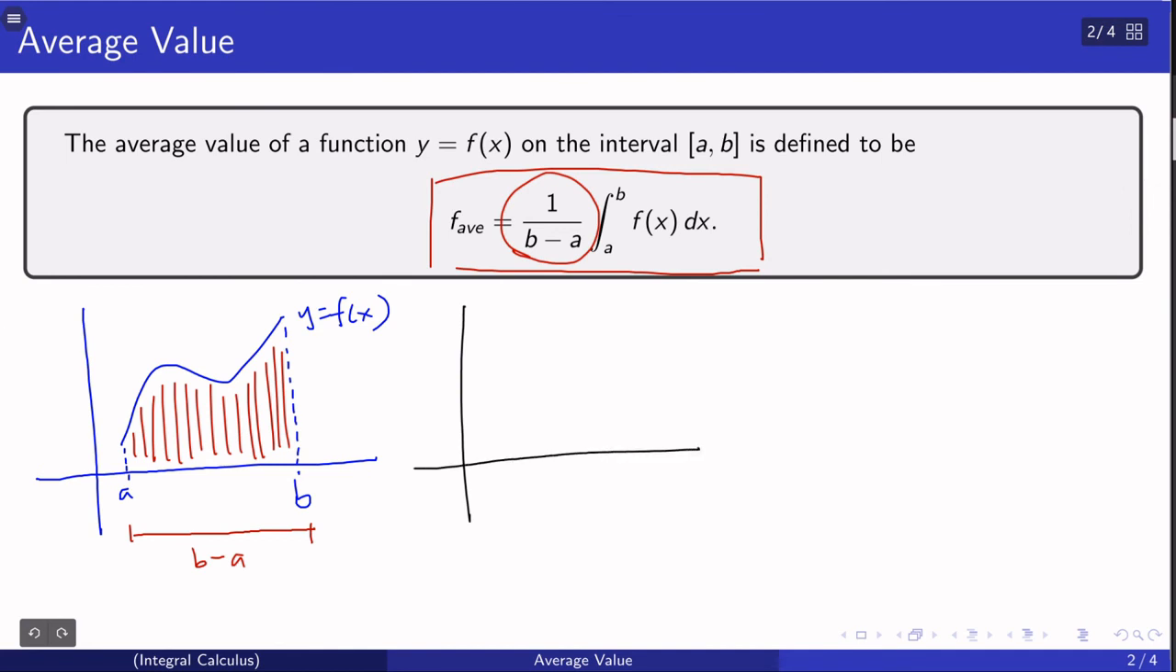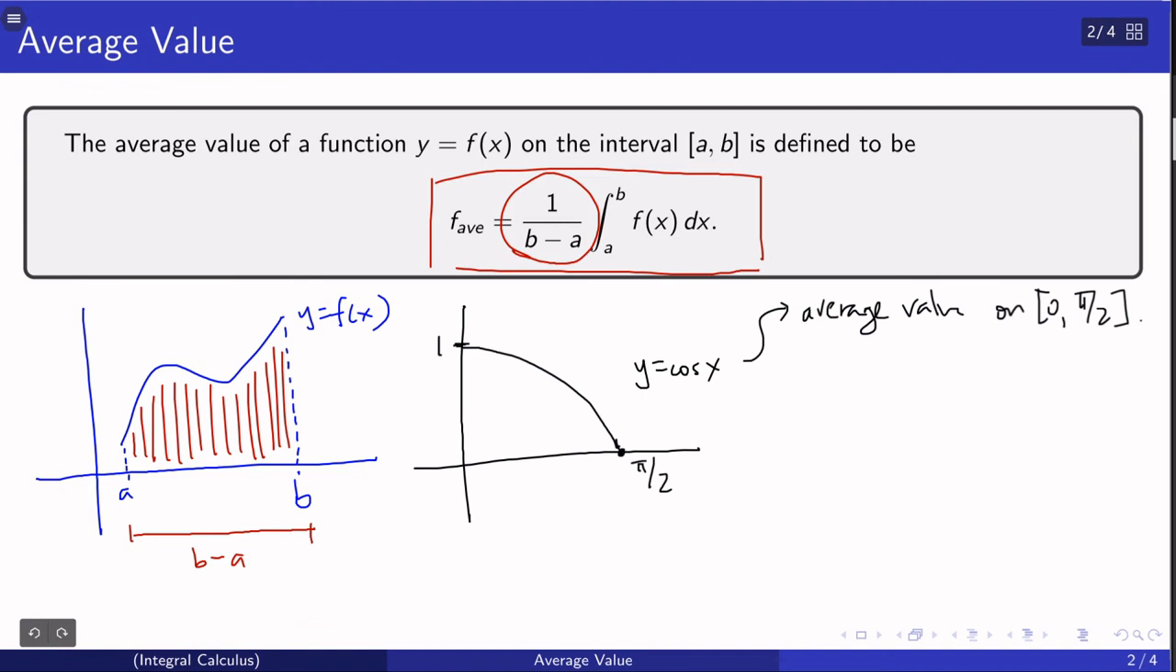Let's say it's the function y equals cosine x, right? Or f of x equals cosine x. So we know at pi over 2, it's at 0. At 0, it's at 1. And now let's ask the question, what is its average value on the interval from 0 to pi over 2?